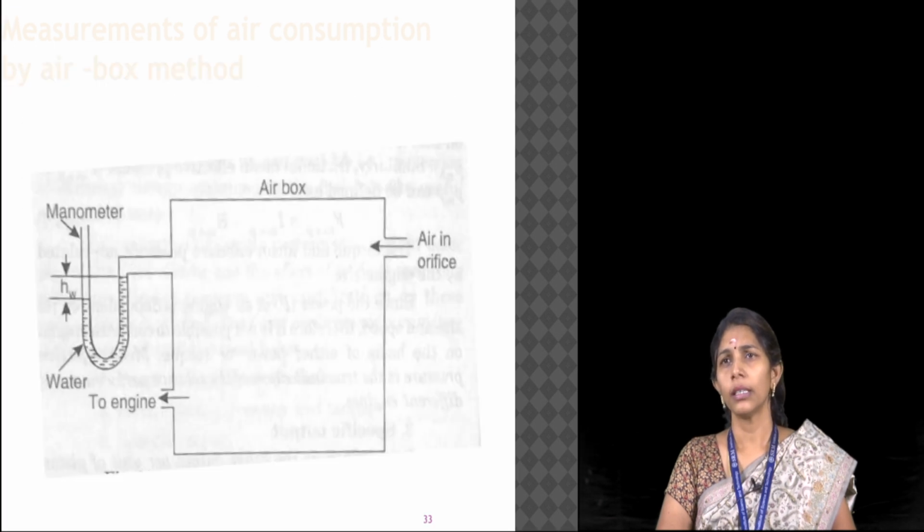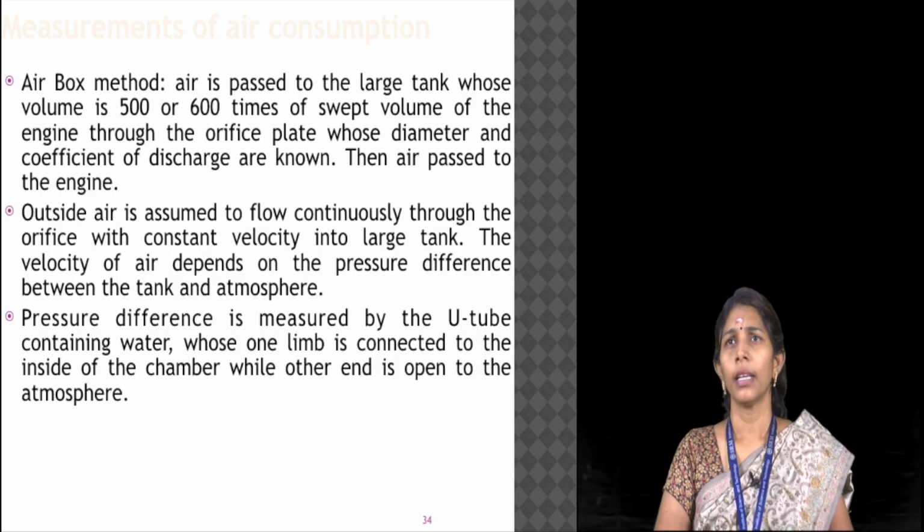Here we can see an air box with an orifice on one side, whereas the other side is connected to a manometer. Air is passed through the orifice plate, whose diameter and coefficient of discharge are known, into a large tank whose volume is 500 to 600 times the swept volume of the engine. Then air is passed to the engine. Outside air is assumed to flow continuously through the orifice with constant velocity into the large tank. The velocity of air depends on the pressure difference between the tank and atmosphere. The pressure difference is measured with a U-tube manometer, where one limb is always open to the atmosphere.